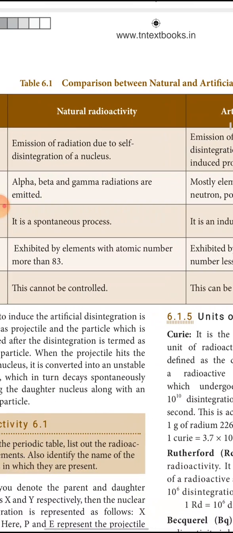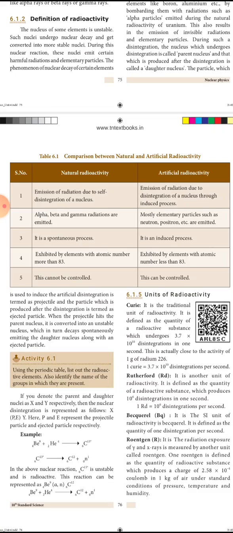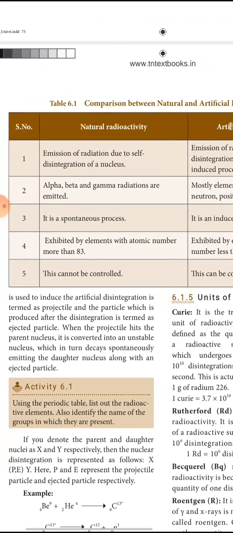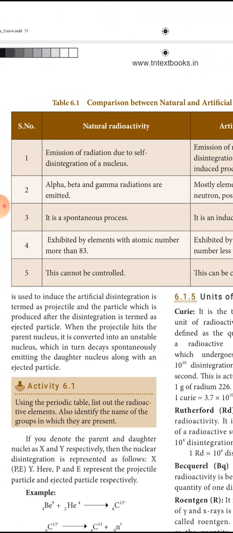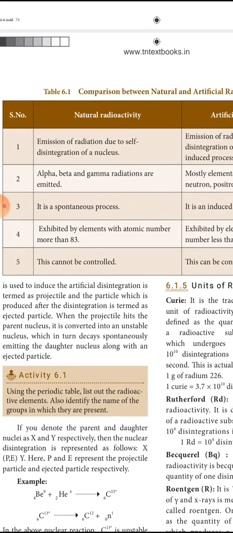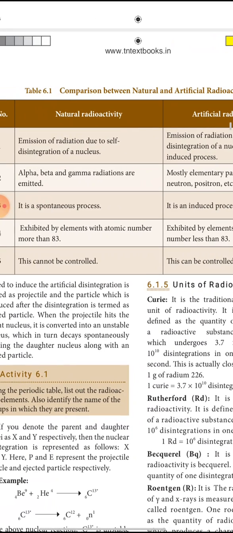Here the difference between natural and artificial radioactivity is given. It's a very important and very easy thing, you can learn it by yourself. So today we have studied 3 questions: radioactivity, natural radioactivity, artificial radioactivity, and the difference between them. Spontaneous emission, man-made; alpha, beta, gamma emitted, and elementary particles emitted; exhibited by elements with atomic number more than 83, less than 83; cannot be controlled, can be controlled.